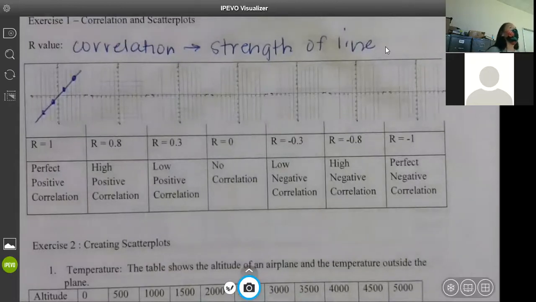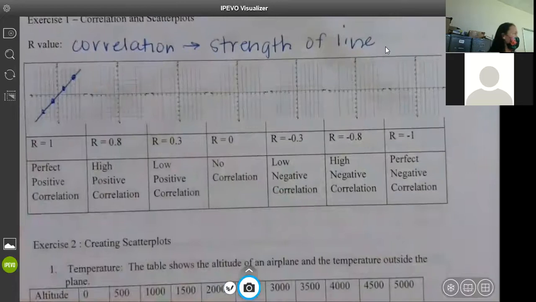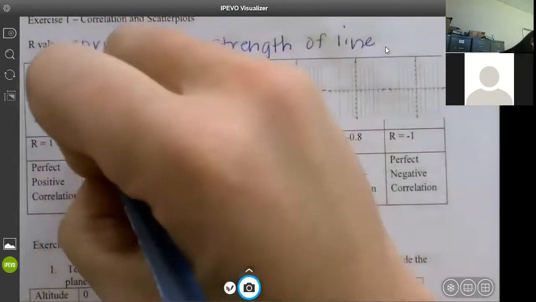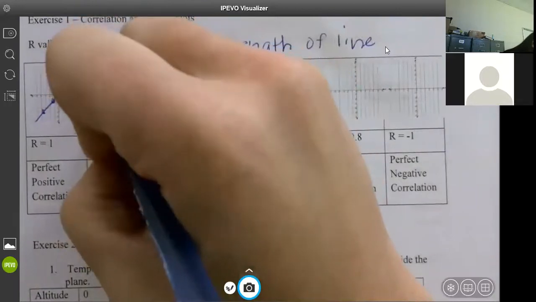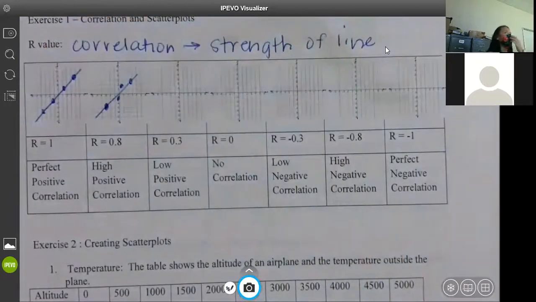All right, so sorry. R value is correlation. It's the strength of a line. So if you have a scatter plot and you have a line that pretty much goes through all of your points, that's a perfect line. Okay, so its R value is going to be 1. A high positive is going to be like the points are real close to the line, but maybe they don't all touch it.